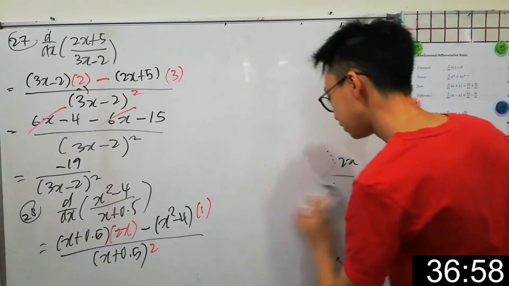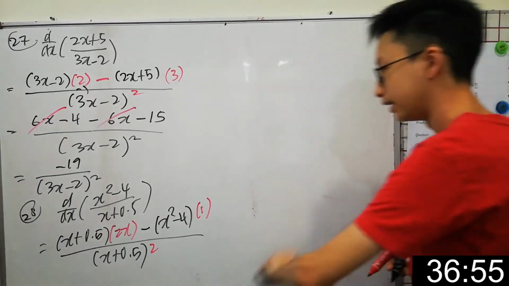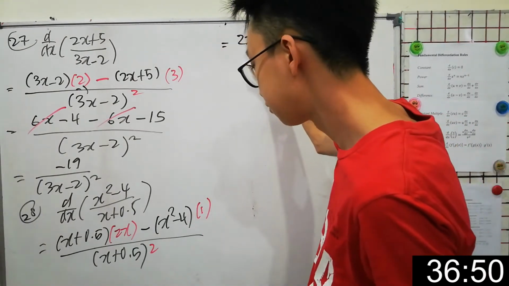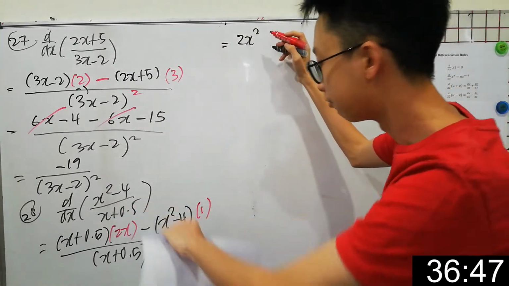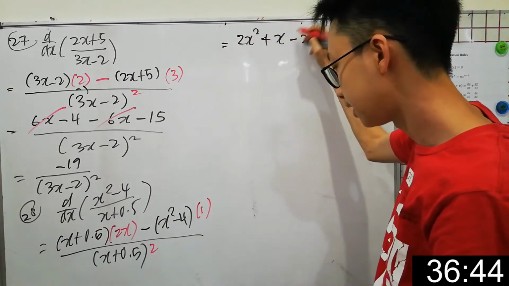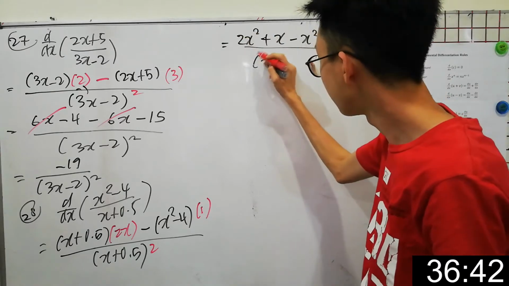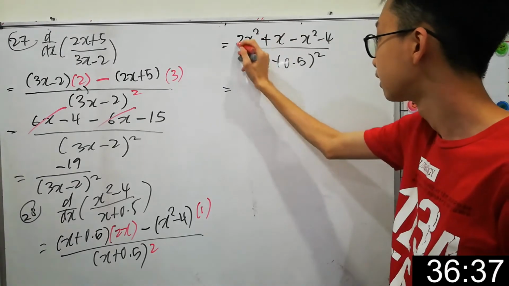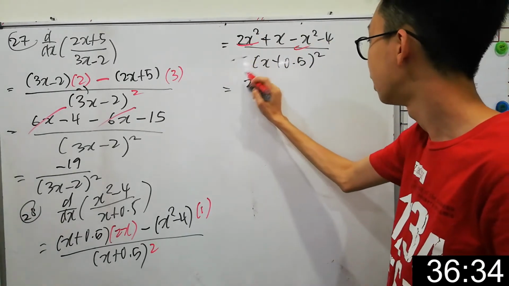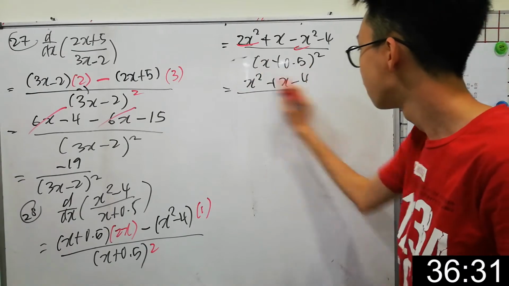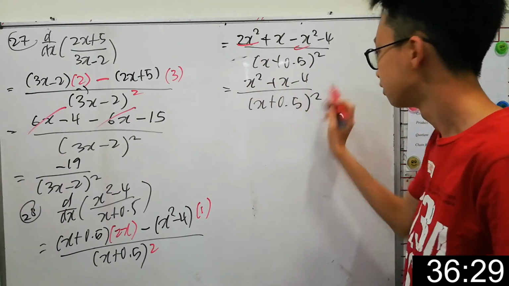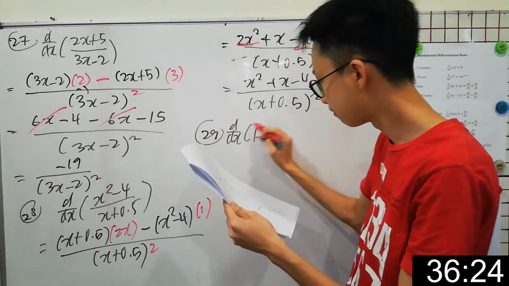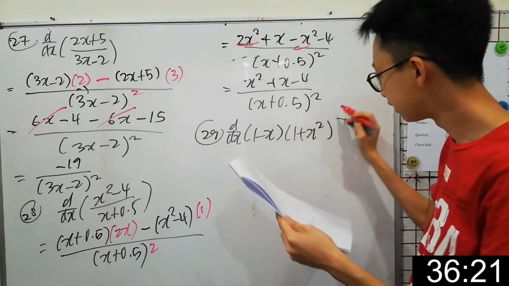Okay, we still have 36 minutes. It is 2x squared. 0.5 times 2 is just a 1, so it's a plus x minus x squared minus 4 over x plus 0.5 squared. Then 2 minus 1 is just 1, x squared plus x minus 4 over x plus 0.5 squared. Okay, number 29, d dx of 1 minus x over 1 plus x squared negative 1.